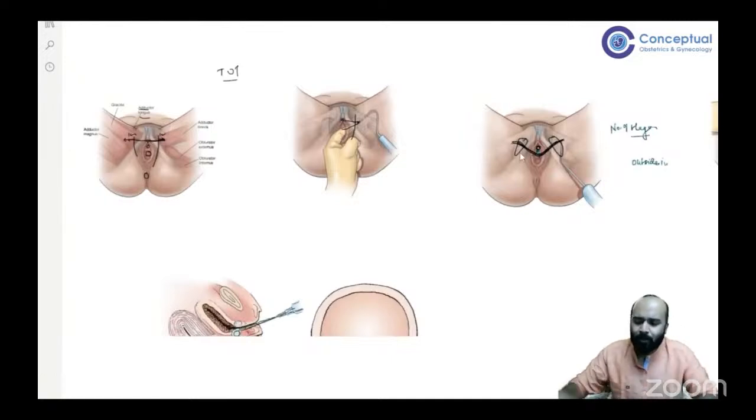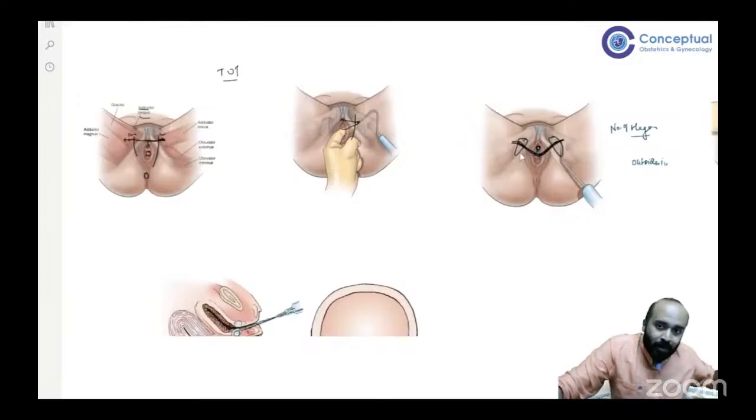There is one small thing that you should know. There is a concept called occult SUI. Occult, matlab chupa hua, hidden SUI. So what often happens is whenever SUI is present along with pelvic organ prolapse, when the pelvic organ comes out, whenever there is uterine prolapse, along with that uterus, even the urethra is pulled out. That urethra is going to be kinked. Kinked matlab woh bend ho jata hai.